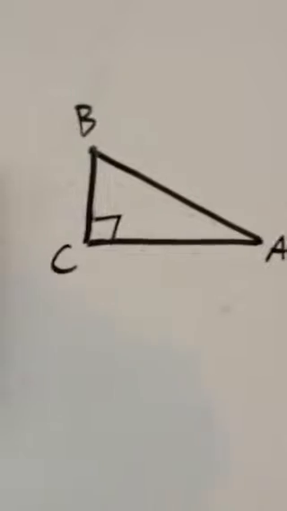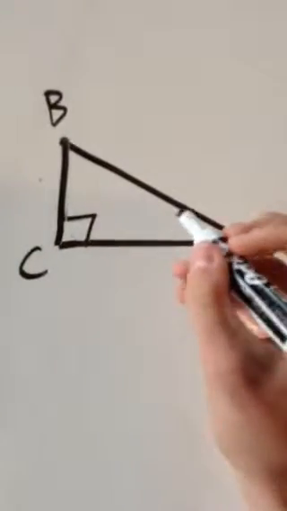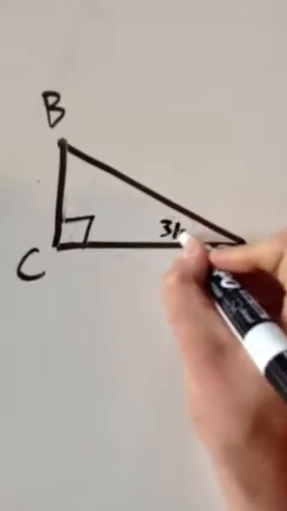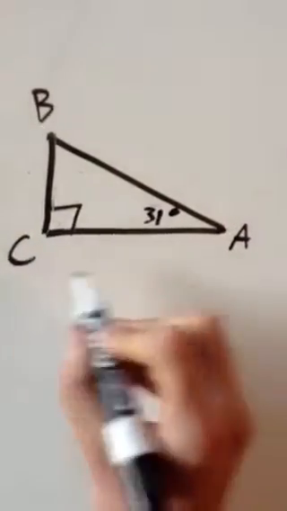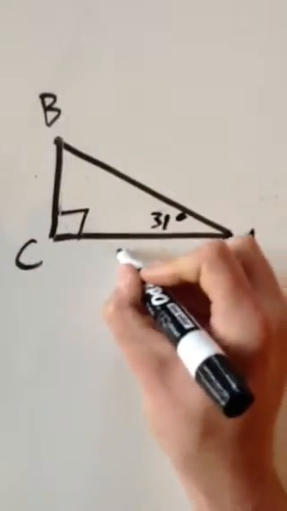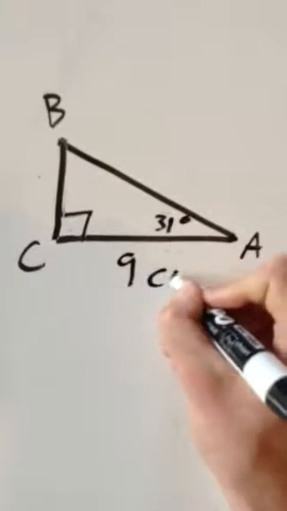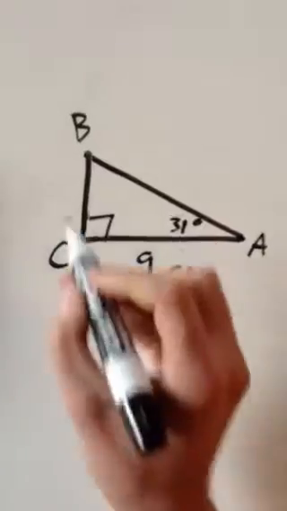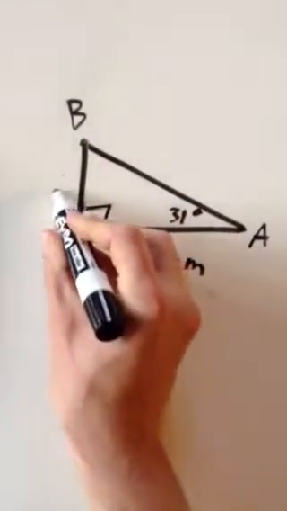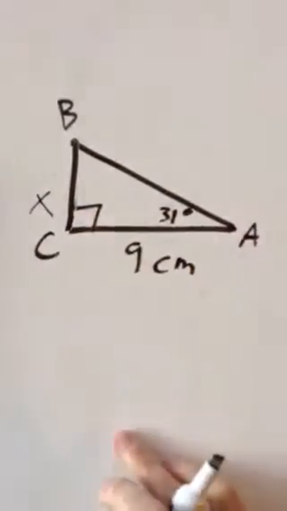I'm going to say the angle A is 31 degrees. Okay, I'm going to say that side CA is 9 centimeters. And I'm going to say that I want to find side BC, so I'm going to call that X because I don't know it.